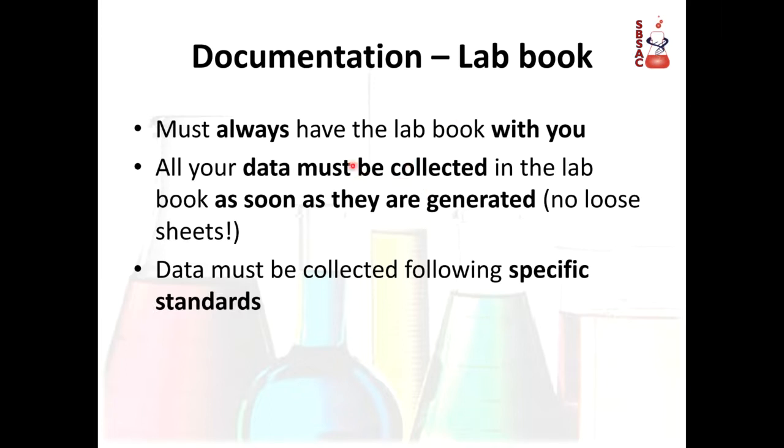And then you should be collecting your data as soon as you generate it. So what it means is that if you're measuring a mass, let's say you have to measure 5.0000 grams of a substance, then you go to the balance, you measure it, and instead you measure 5.0183 grams. You got to record that right away in your lab book. Okay, you don't memorize it and then go back to your bench and write it down. You might forget it in between.